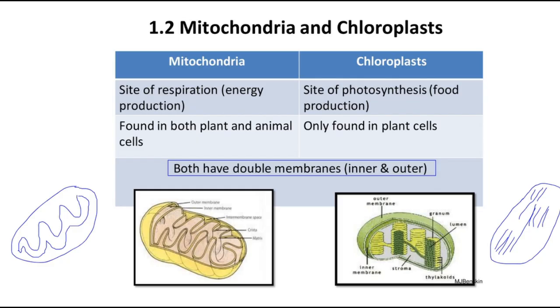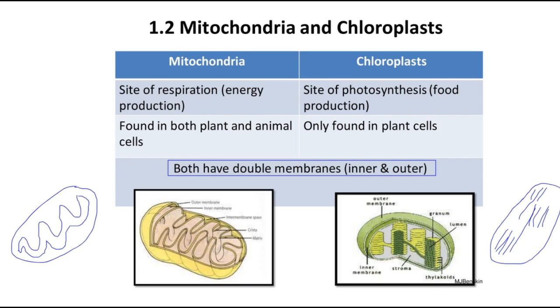So you want to make sure you know obviously the function. I think everybody should be good with the function of the mitochondria and the chloroplast. So respiration in the mitochondria, that's where the energy is made, and then photosynthesis in the chloroplast, where food is produced. So you're only going to find the chloroplast in the plant cells. Mitochondria you'll find in both. So these are different ways to help you to be able to differentiate between the two.